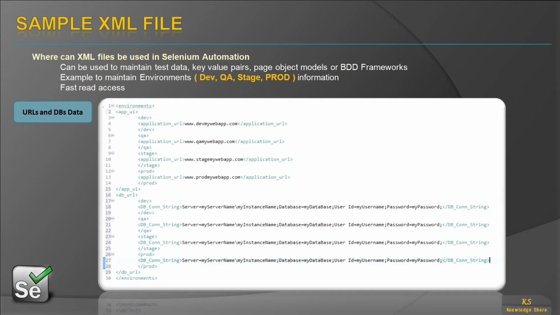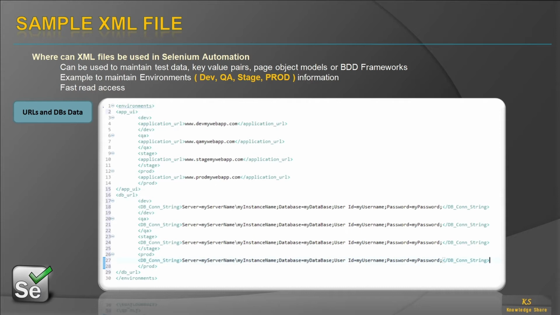And also organizing it in different file formats like properties files is also not a good idea, because it will not be in a structured manner, right? So in order to overcome all these issues, we use XML files to store the environment details, and you can also store your browser related information as well, and DB configuration information, and all those things.